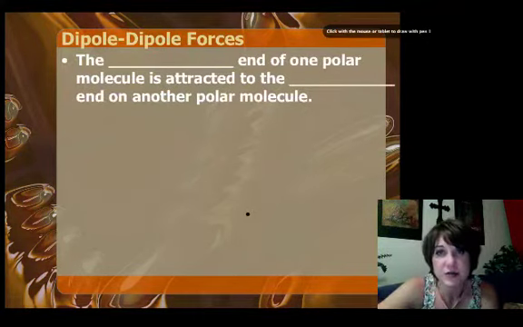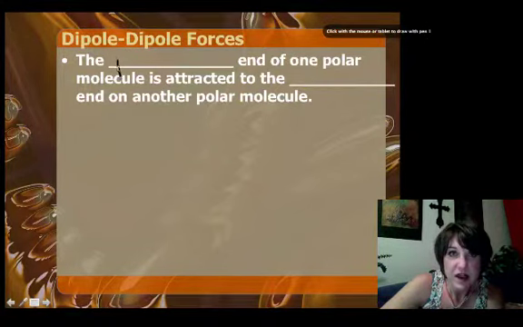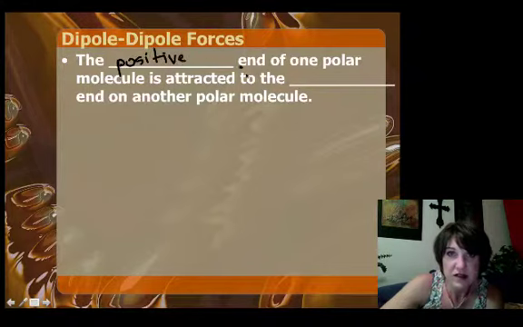Now, if we're looking at two dipoles together, then really we're talking about dipole forces. So we have the positive end of one molecule that's attracted to the negative end on another polar molecule.